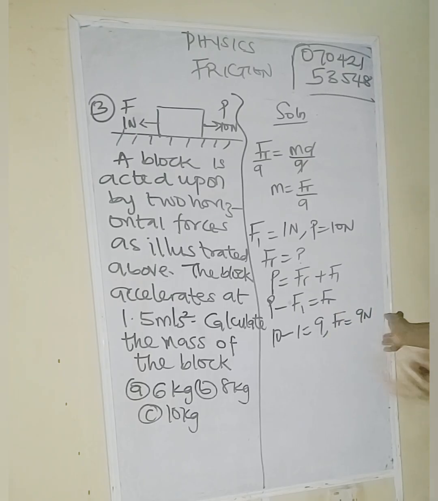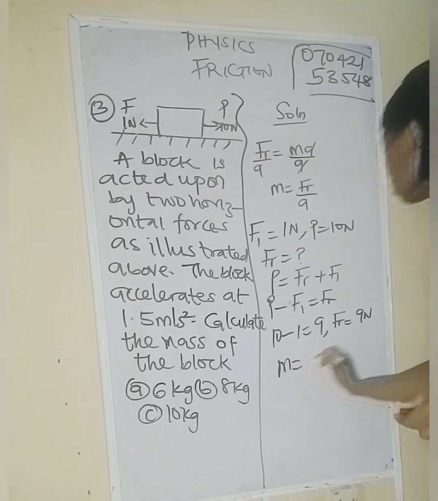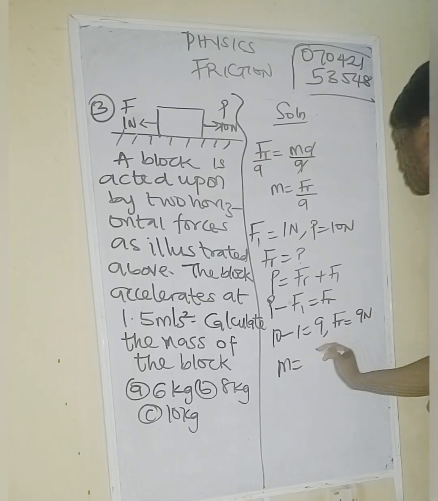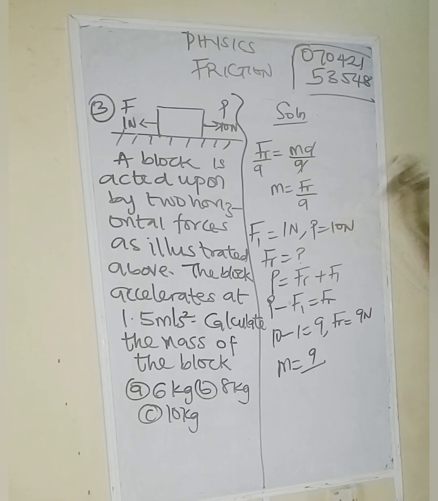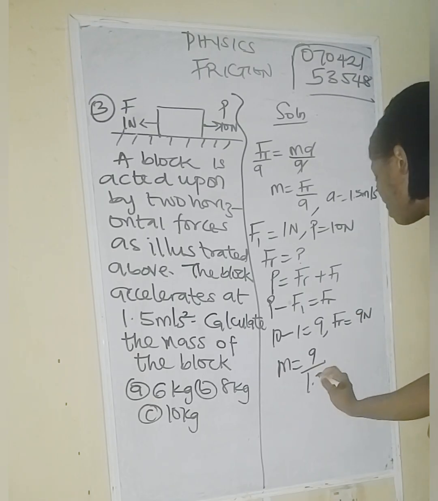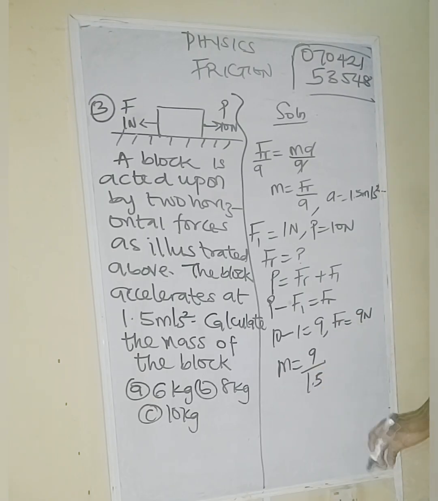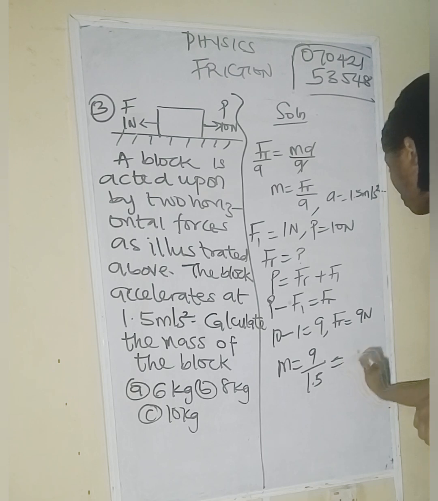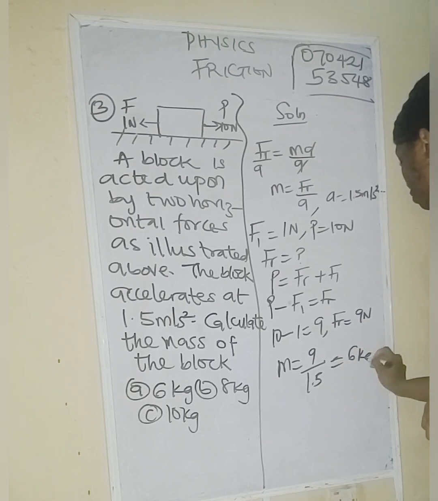From here now we can get our what? Our mass. So our mass equals our resultant force, which is 9, over our acceleration. Our acceleration is given as 1.5 meter per second square. So 9 divided by 1.5 is what? 6. So our answer is 6 kg.